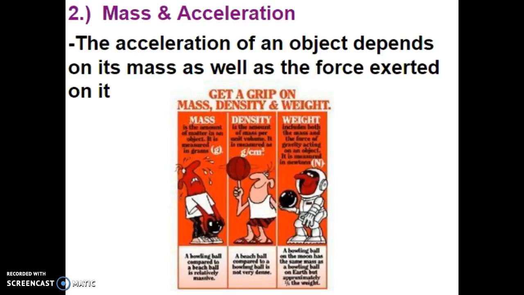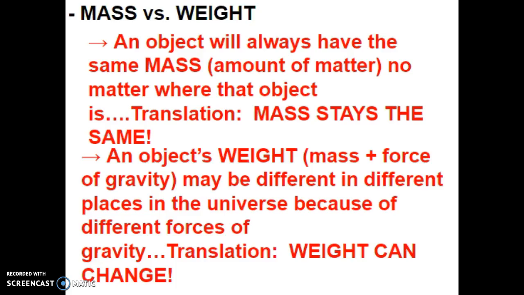So the acceleration of an object is going to depend on its mass as well as the force exerted on it. Just to make sure we know the difference between mass and weight, an object will always have the same mass, the same amount of matter, no matter where that object is. In other words, mass always stays the same. An object's weight, however, because that's mass plus the force of gravity, can be different in different places in the universe because different forces of gravity exist. So basically, a translation of that is weight can change.